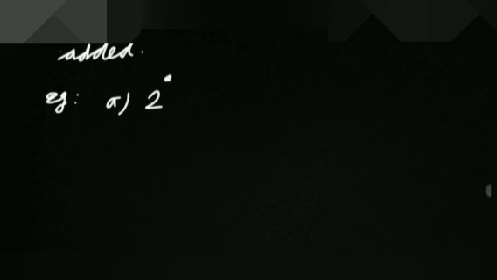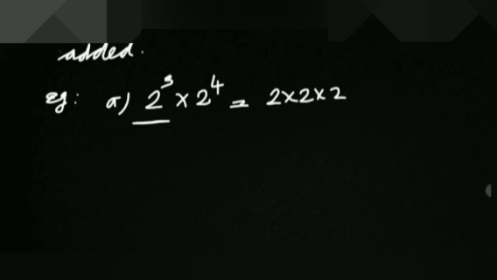2 raised to 3 into 2 raised to 4. Write it down please. Instead of 2 raised to 3, we can write what? 2 raised to 3 means multiplying 2 how many times? 3 times. So, instead of 2 raised to 3, we can write 2 into 2 into 2, isn't it?